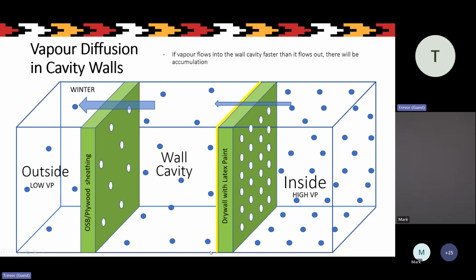If this yellow line is our 6 mil polyethylene, what that does is dramatically slow down the movement through the drywall and through this poly, meaning water vapor is moving very slowly into this wall cavity. And even though OSB and plywood aren't very vapor open, they're quite a bit more vapor open than our polyethylene. And so moisture doesn't accumulate in this wall cavity because it can leave faster than it comes in.